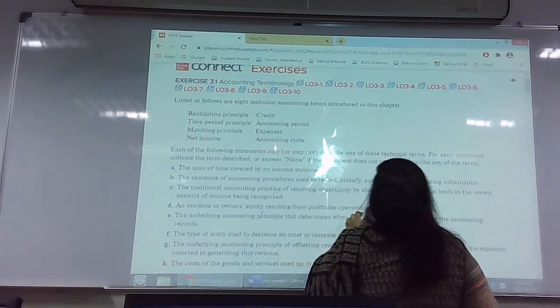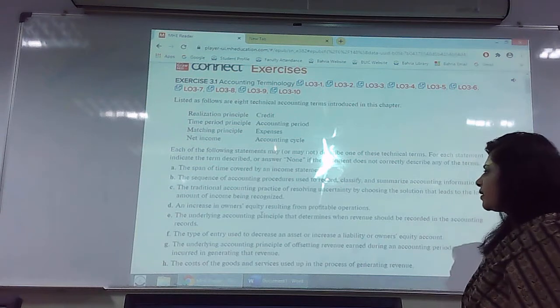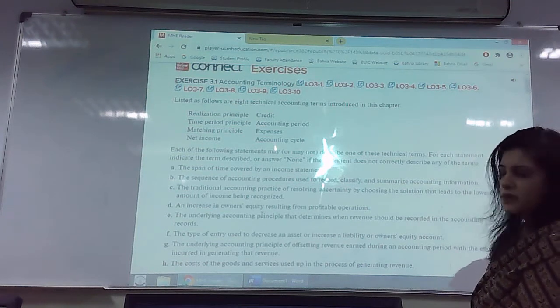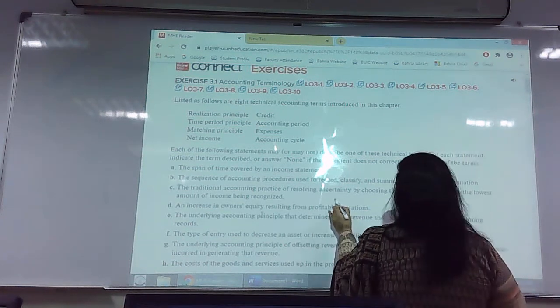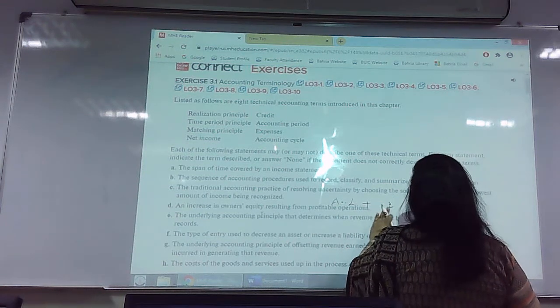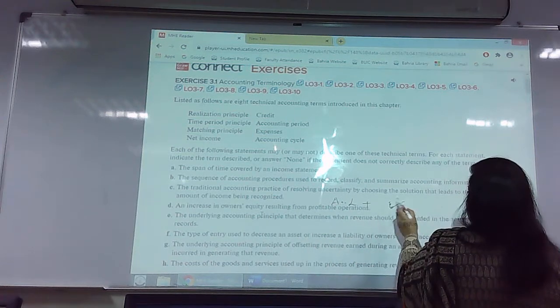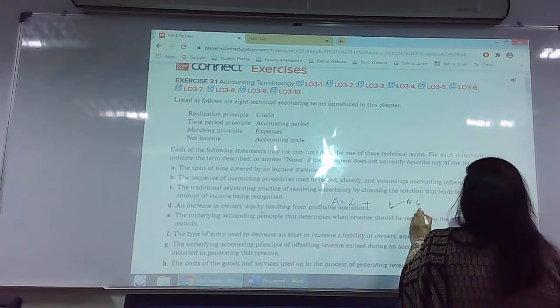Now then, there is a D part, which says an increase in owner's equity resulting from profitable operations. So now we know the accounting equation: assets equal liabilities plus owner's equity, or just equity simply. You know that if there's equity, then there's also net income in this.